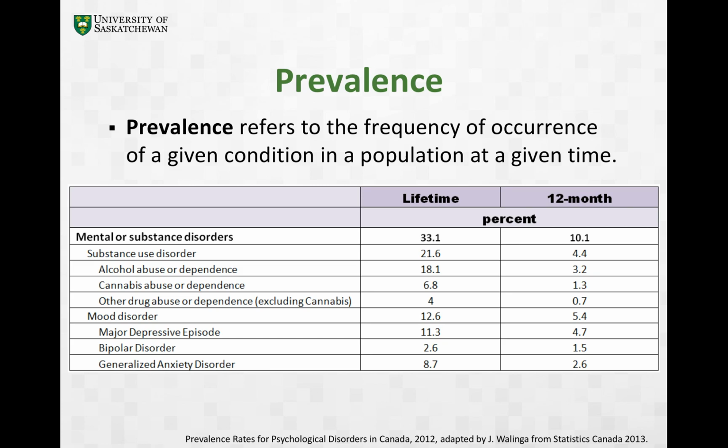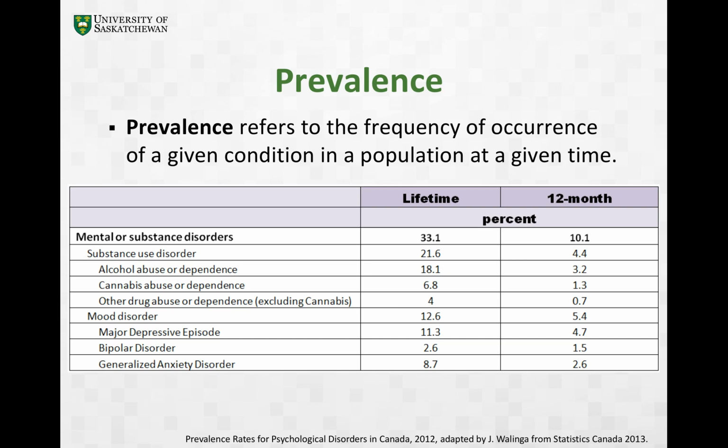So when we take a look at it, we also have to recognize that mental disorders are highly prevalent. Prevalence refers to the frequency or occurrence of a given condition in a population at a given time. For example, looking at the prevalence rates for psychological disorders in Canada, the lifetime prevalence is 33.1% for any kind of mental or substance use disorder. That is pretty darn high.